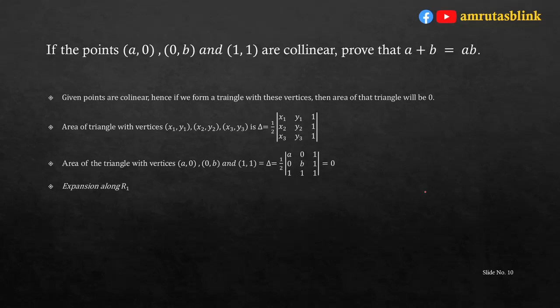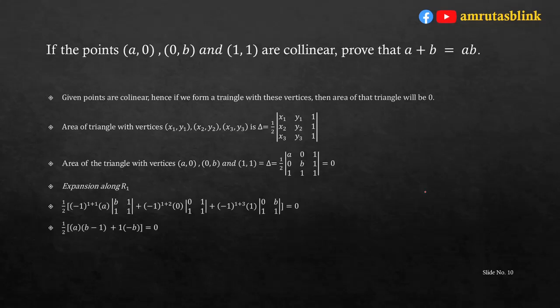Now, we will expand this along row 1. So, 1 by 2 into bracket minus 1 raised to 1 plus 1 into a into determinant b 1, 1 1, plus minus 1 raised to 1 plus 2 into 0 into determinant 0 1, 1 1, plus minus 1 raised to 1 plus 3 into 1 into determinant 0 b, 1 1 is equal to 0.